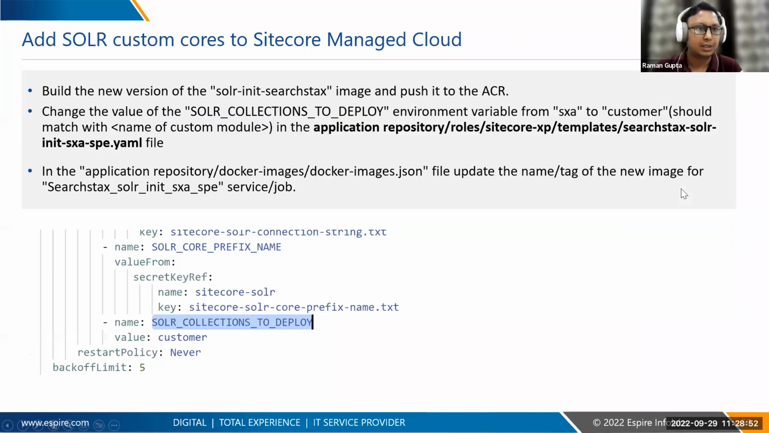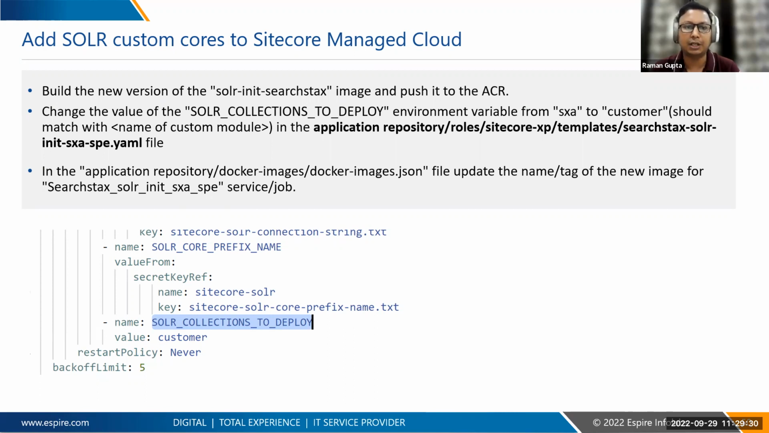Yeah, next slide. Yes. So now we have pushed the images to the ACR. Now we have to add the Solr cores to the Sitecore managed cloud, which is pretty simple, and there are fewer steps than when we added any SXA or SPE module. So here we just need to first push the init image to the ACR, and then in the application repository, you will need to open the search text Solr init SPE YML. This is already an inbuilt YML, which is handling all the default cores for SXA.